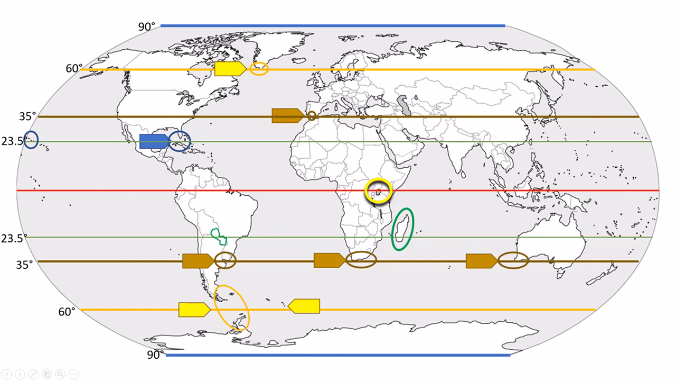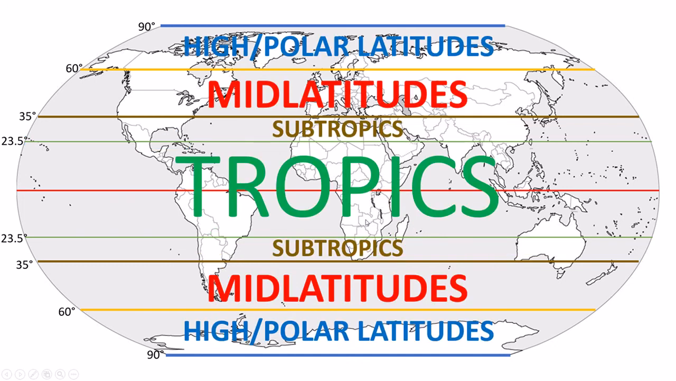If it looks screwy on your map, then double check it to make sure that you have your specific points noted. Then from there, we identify the different latitudinal zones. Of course, between 23.5 north and south is the tropics. Between 23.5 and 35, north and south, is the subtropics. Then we have our mid-latitudes between 35 and 60 on both sides, and eventually the high or polar latitudes from 60 to 90 on both sides.